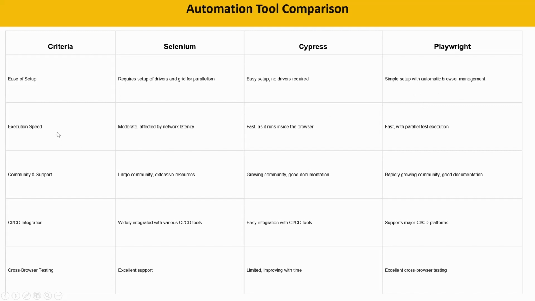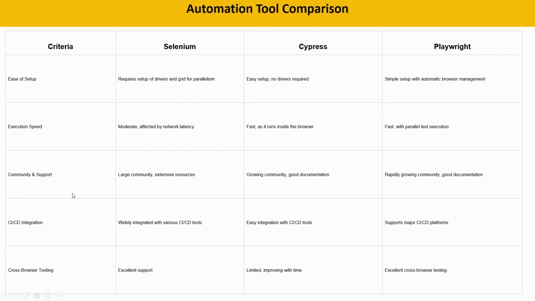Another parameter is execution speed. Selenium is, I would like to say, moderately affected by network latency, but the latest tools, the replacements for Selenium, the traditional automation tool, Cypress and Playwright, are both fast. If we compare Cypress and Playwright, Playwright is faster than Cypress, and it also provides parallel test execution, which Cypress does not.